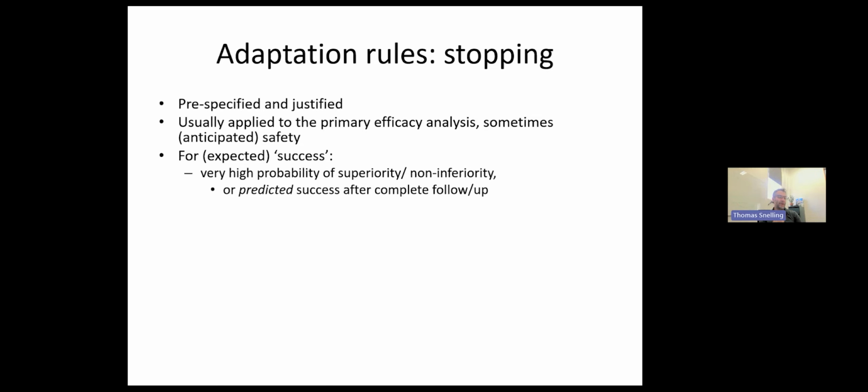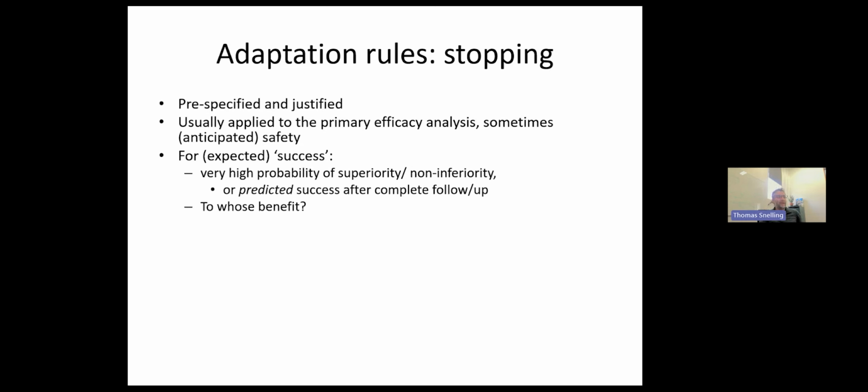Alternatively, sometimes the success rules are around not the probability of an intervention being superior based on the data that we have, but on high prediction of success after all the participants who are on the trial complete their follow-up. So sometimes in these interim analyses, there are still people who have data that's still to be collected. They've already been enrolled, and so we're predicting what the outcome will be once they complete their follow-up.